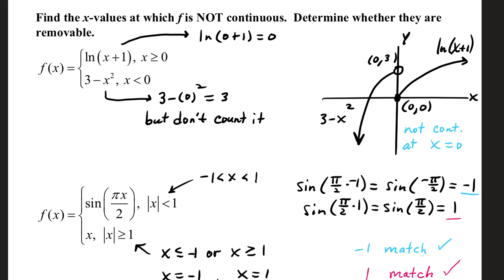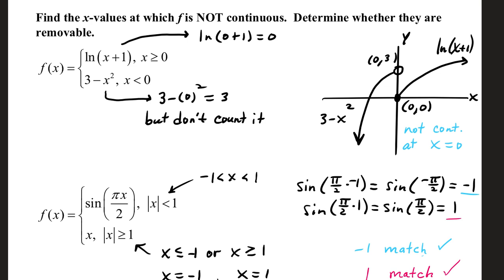Because 0 is my transition number in this function, I'm going to substitute it into both pieces, and if they're defined, it will give us a y value to match the x that we plugged in. Natural log of 0 plus 1 is equal to 0, and so we have a defined point at 0, 0. In the top piece, you're allowed to count x equals 0. Natural log progresses up and right.